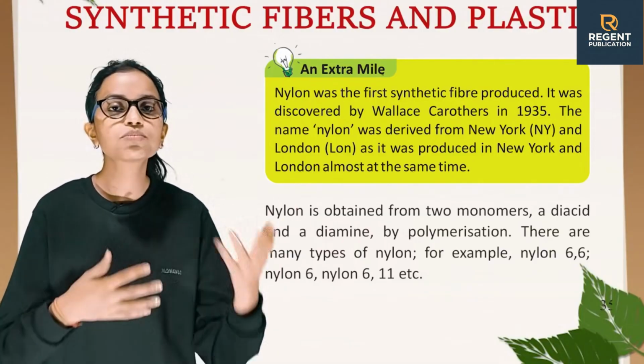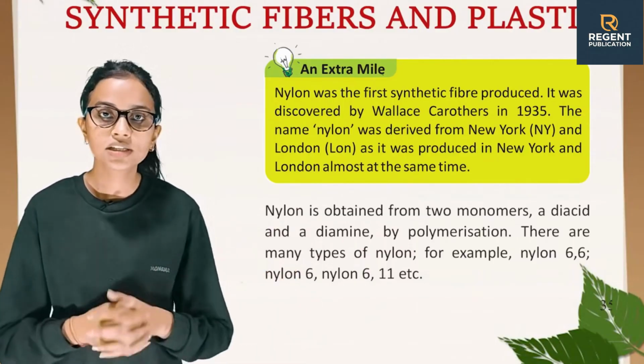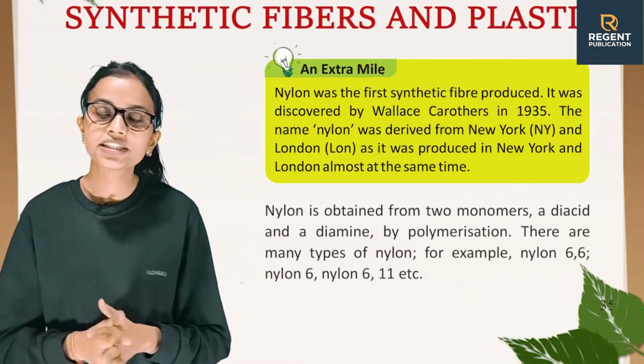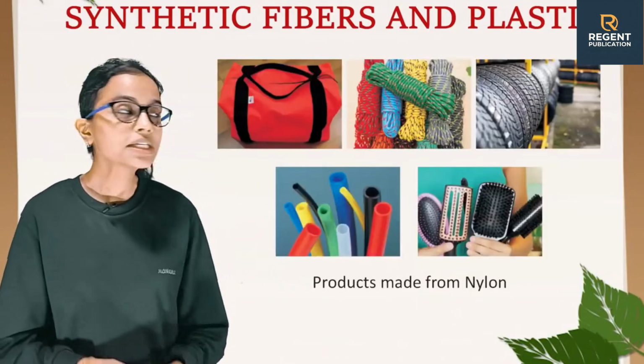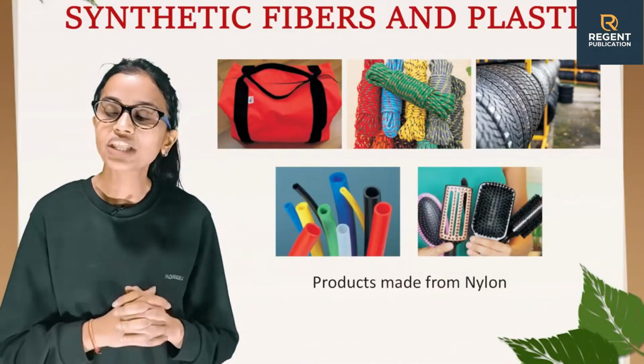There are many types of nylon, for example, nylon 6,6, nylon 6, nylon 6,11, etc. So these are the pictures of some materials which are made from nylon.